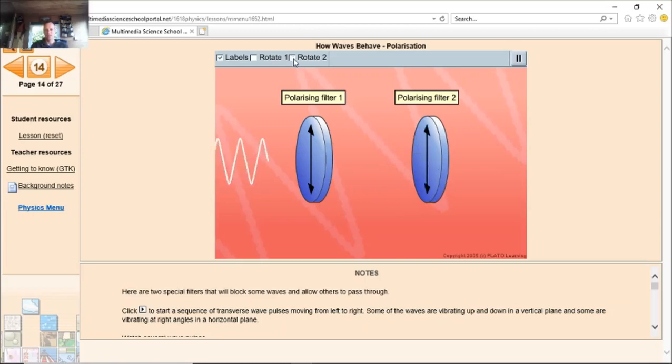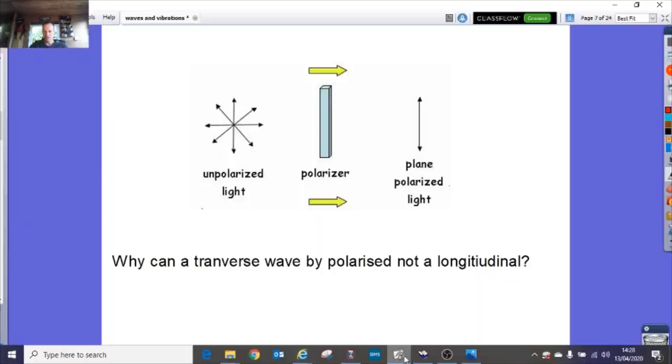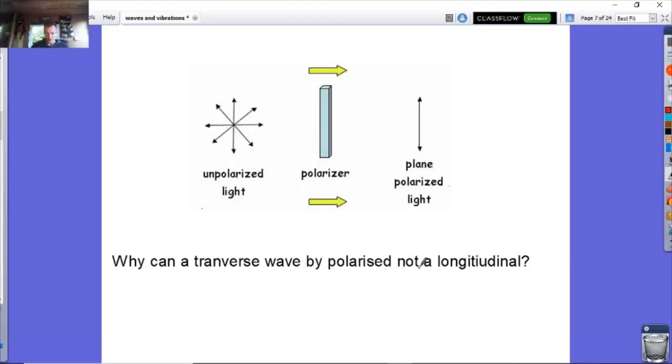If I now take the second one and put it in the same orientation as the first one, it goes through the vertical plane, going through here, and again it goes through that one as well. Okay, so that's what's meant by polarized, unpolarized and plane polarized light. If it's unpolarized, it vibrates in different directions; this one is only going in a vertical direction. Now this is a question they love in examinations.